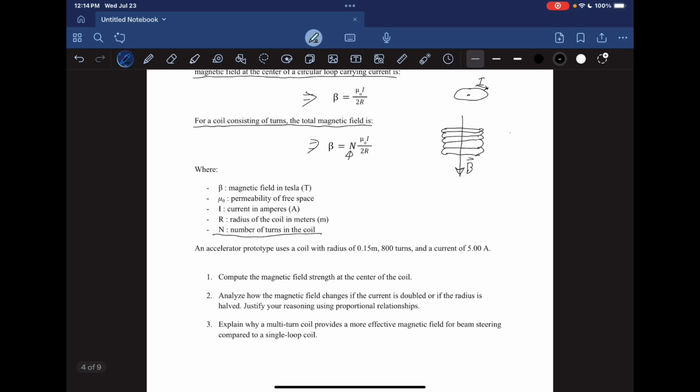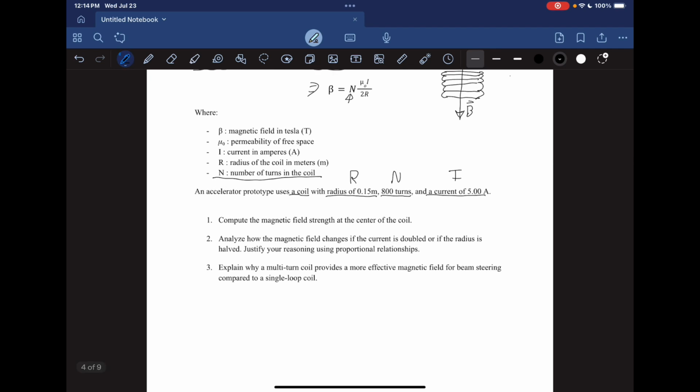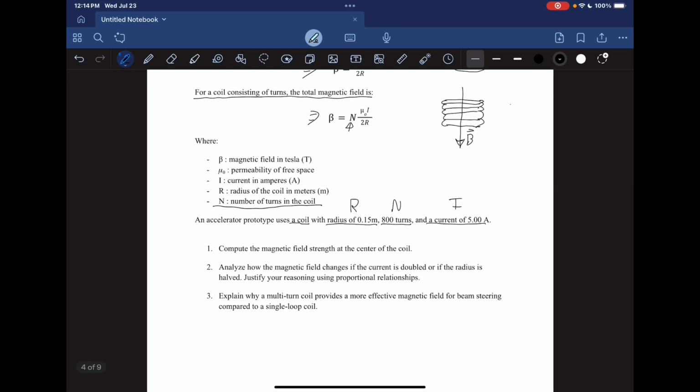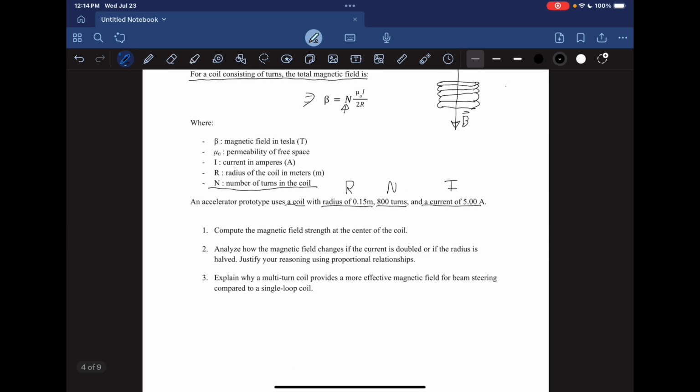So the first question asks us, we've got an accelerator prototype. It uses a coil with a radius of 0.15 meters and 800 turns. Oh, I'm sorry, it's not one loop, it's a lot of loops, 800 of them actually. And then a current of 5 amps. So we've got current, this is our N for our number of turns, and this is our R. To compute the magnetic field strength, we want to use this second equation because we have a coil with multiple turns. So let's plug things in.